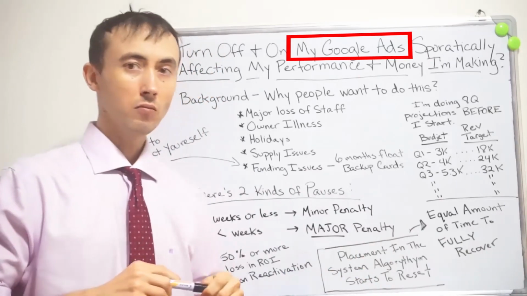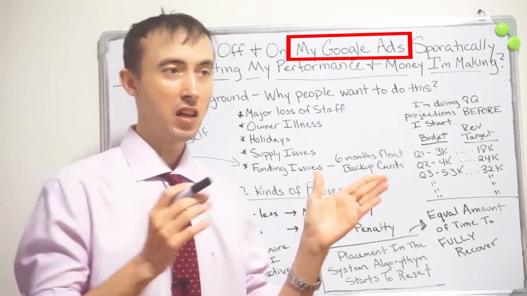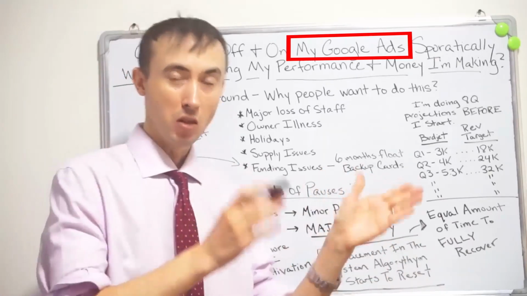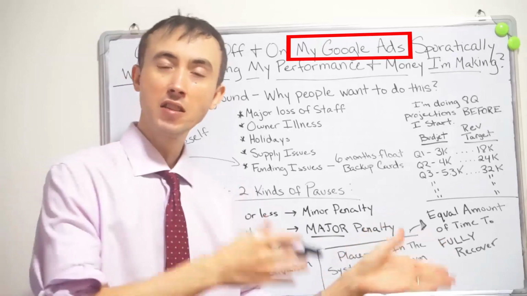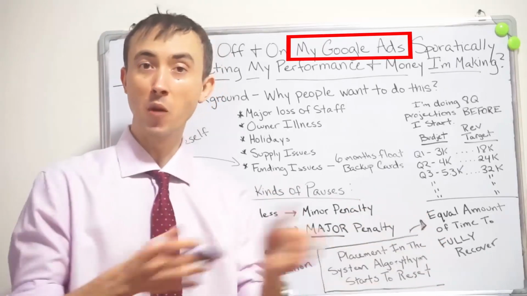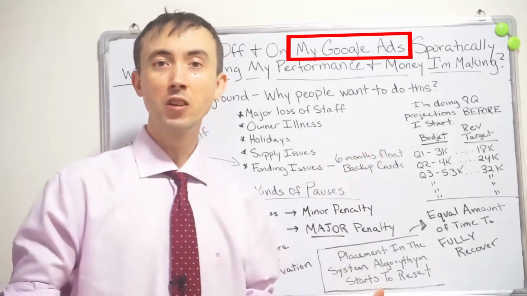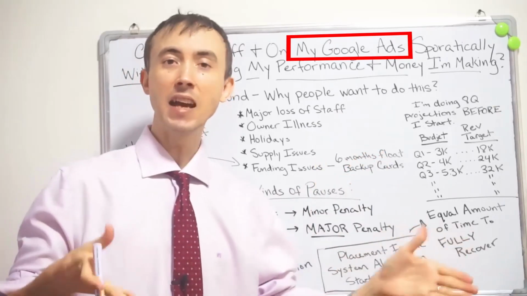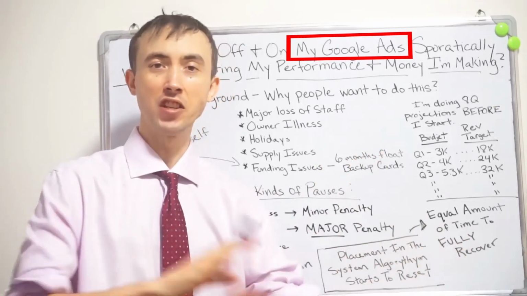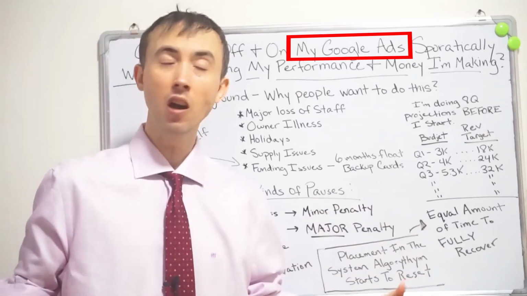But basically speaking, if you shut your ads off and you turn them back on, there's a period of time where, if you waited too long, that ad algorithm has to relearn, even if it's the same exact configuration you have in your account. You don't change anything else. You just had them off too long.